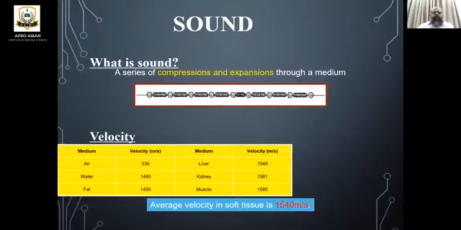First thing is what is sound. A series of compression and expansions through a medium. A very important thing is that a medium is important for a sound to travel. For instance, if we vacuum out the air from the room, we will not be able to convey our cries, to convey our sound to others who are outside the room. Why? Because there is no medium for our sound to travel.